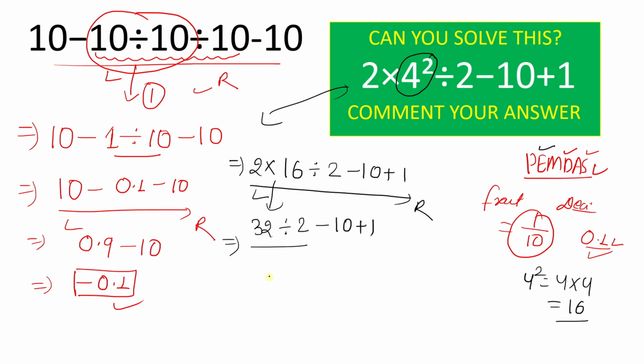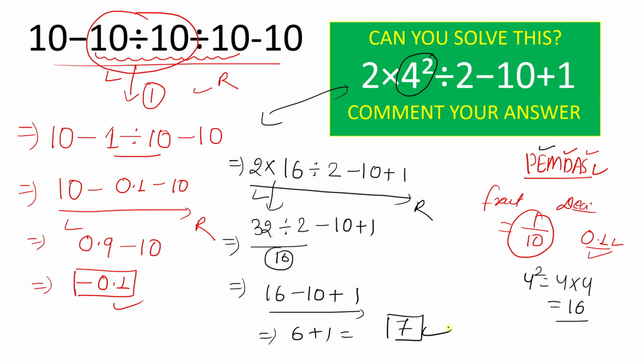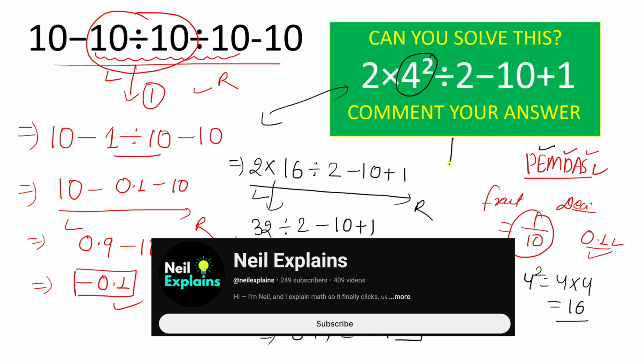And 32 divided by 2 will give the result 16. So we will write 16 minus 10 plus 1. 16 minus 10 will give the result 6, plus 1. 6 plus 1 will finally give 7 as the answer, which is the right answer for the second question.